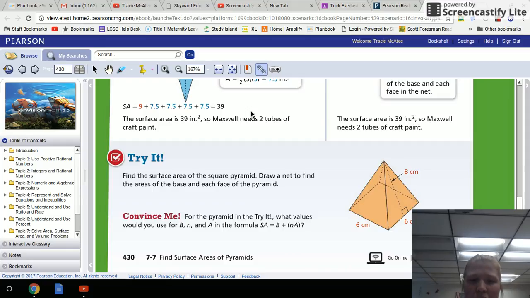I want you to pause the video and try to figure out the surface area of this square pyramid here. The height of the triangles, notice, is 8. The base looks like it's a 6 by 6. You can use the formula. You can draw out a net. I am not one to condone nets, but you can draw one if you'd like. I'm not saying that you have to. So go ahead and pause the video, and then I will type in the answer as soon as you press play.